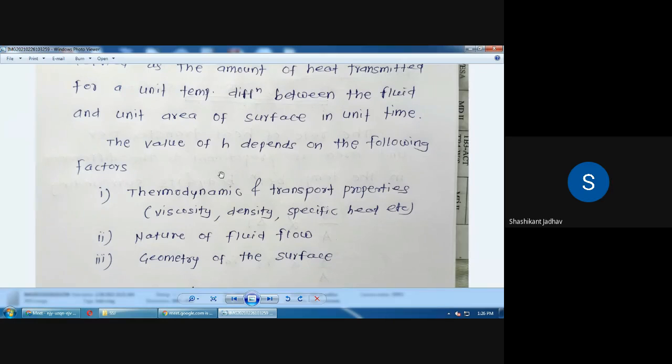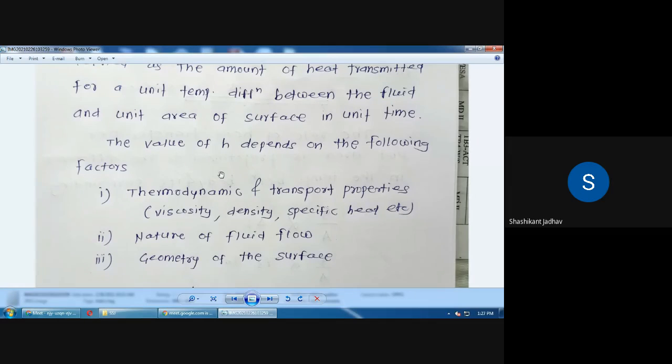What are these properties? The transport property is nothing but viscosity. Thermodynamic property is nothing but specific heat. So what is the viscosity of that particular fluid? What is the density of that particular fluid? What is the specific heat? On these factors, the value of H depends. So write down in bracket viscosity, density, specific heat, etc. These are the thermodynamic and transport properties.